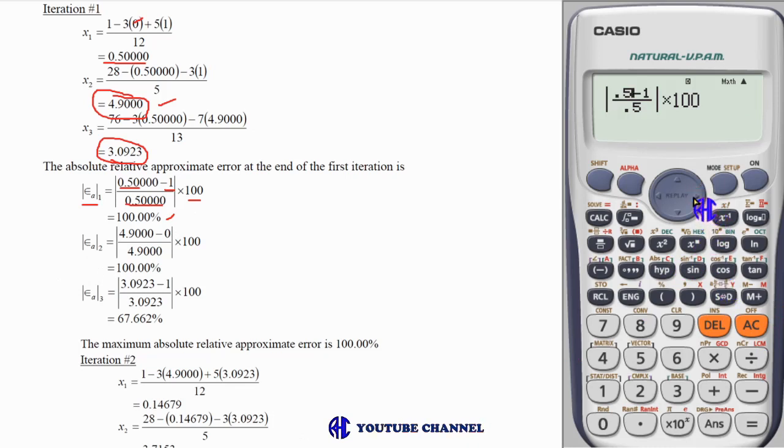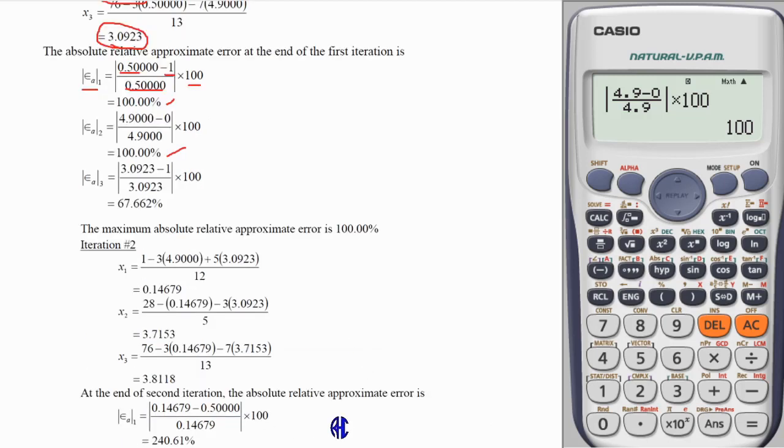X sub 2 naman, yung bagong nakuha nating value ng x sub 2 is 4.9. Then minus yung initial condition natin is 0, then over 4.9. So 100 din, 100%. Then the next one is the x sub 3.